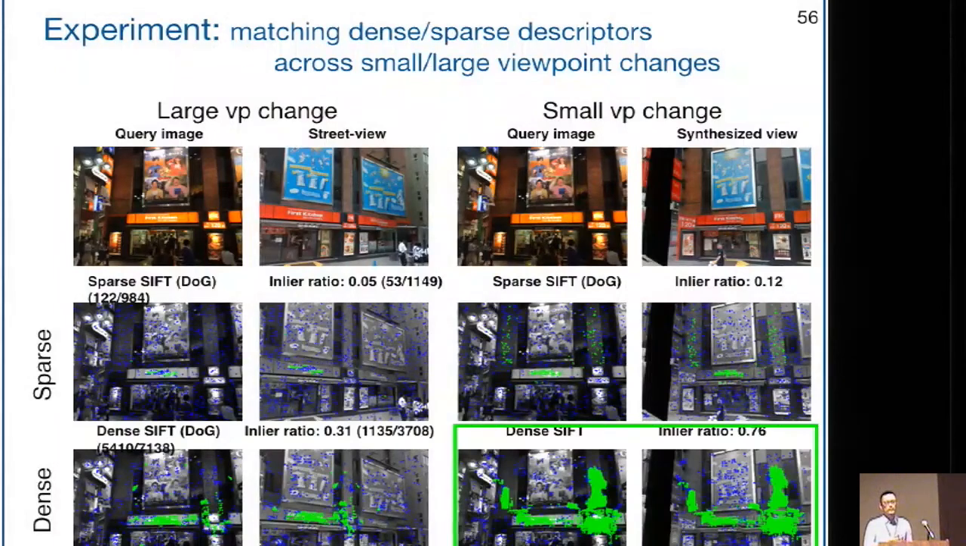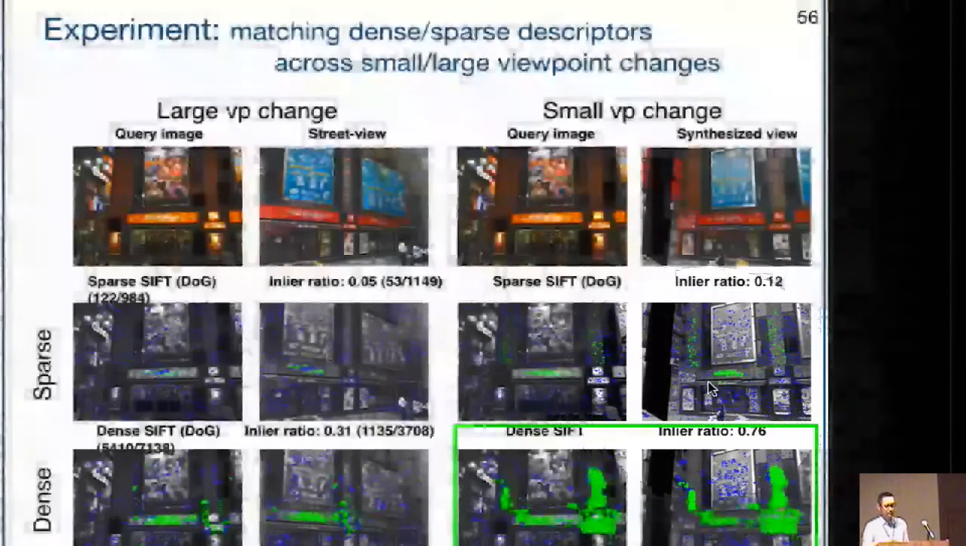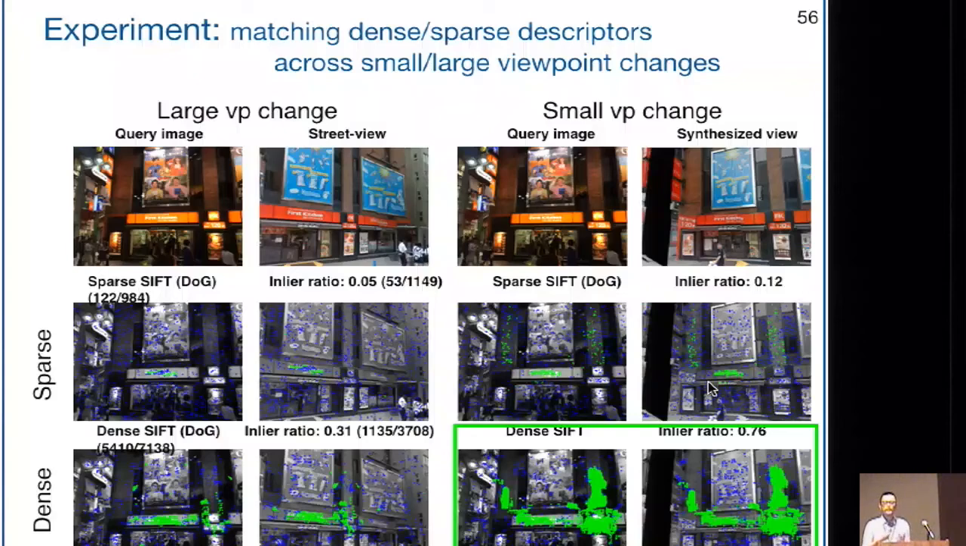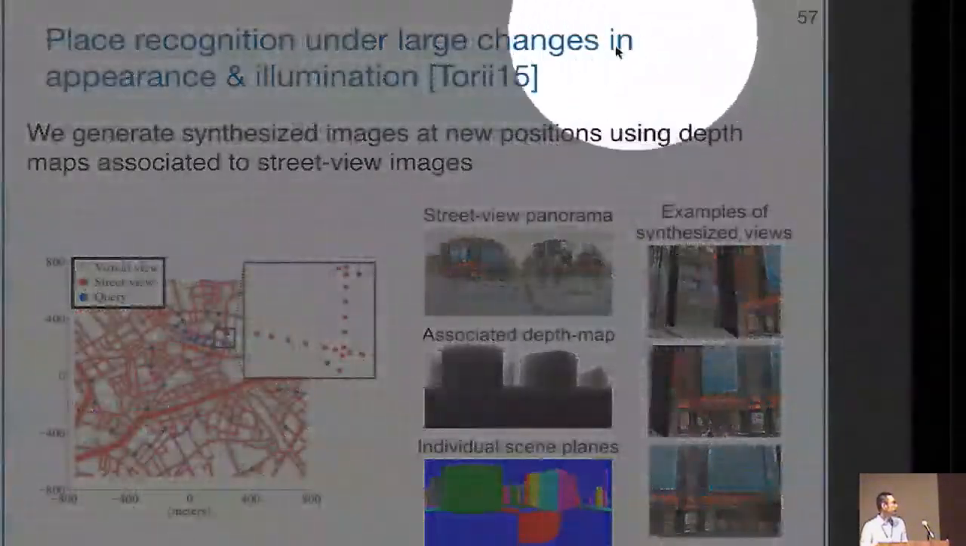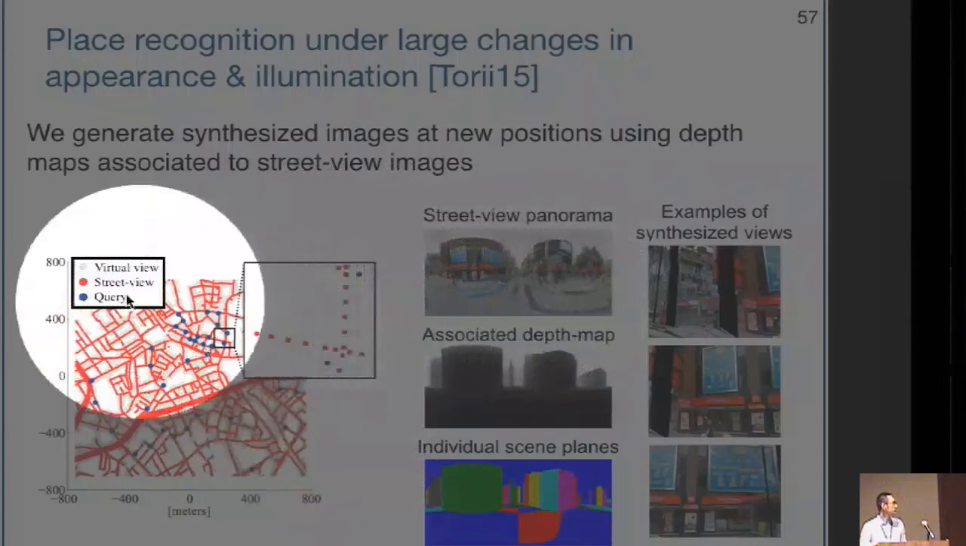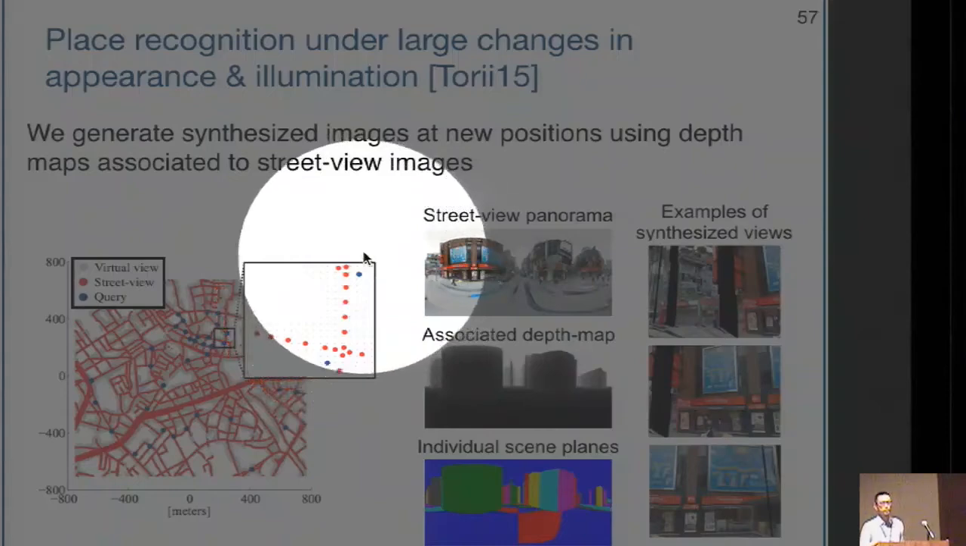So if we combine them, synthesizing the viewpoint and using dense features, the problem will be much easier. So from these observations, we decided to explicitly generate the synthesized views and add them to the database images. Originally we have these street view images on the red dots, but we generate synthesized images on the gray dot positions.